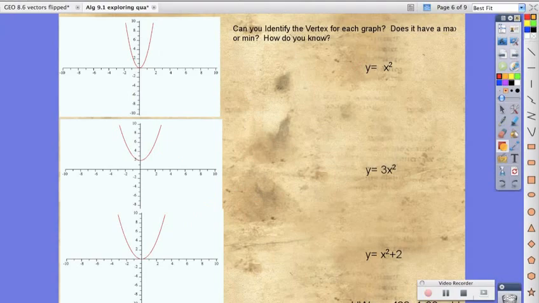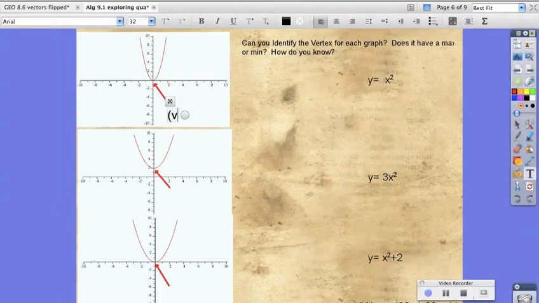So for each of these, we want to identify the vertex and whether or not it has a max or min. So you'll notice that our vertex is here, here, and here. In all of these cases, we have a min because they're all going upwards, and they have a minimum point because this is the lowest it could go. So the vertex for all of them is actually 0, 0.